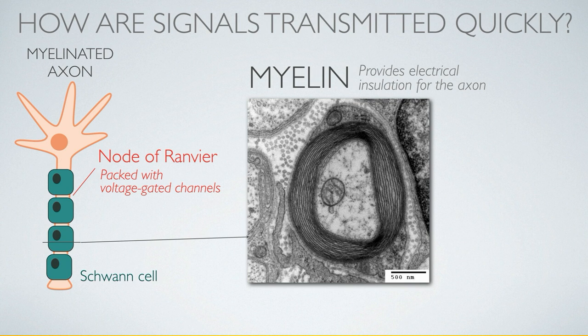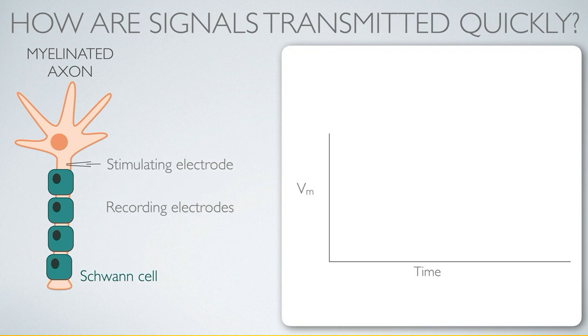So let's see how this works in practice. We're going to again introduce a stimulating electrode, and we're going to monitor what happens to membrane potential with recording electrodes. Here we've got the stimulating electrode real close to the cell body. Then we're going to stick one recording electrode at the first node of Ranvier, and then we're going to instrument the region within a Schwann cell right there in green. And then we're going to take a look at the next node of Ranvier in this darker red color right here. So what does the membrane potential look like at the first node of Ranvier?